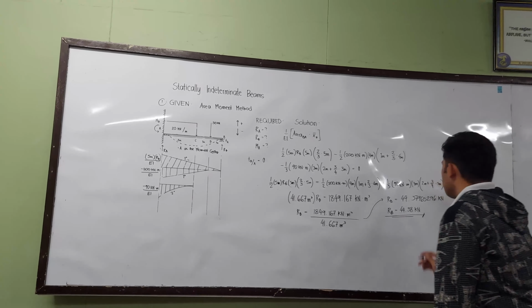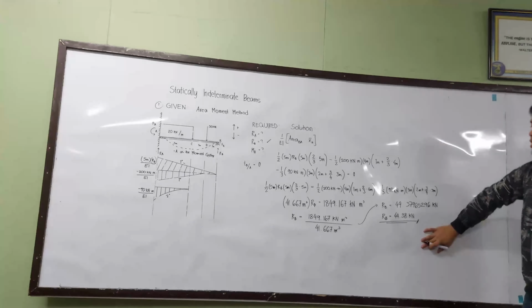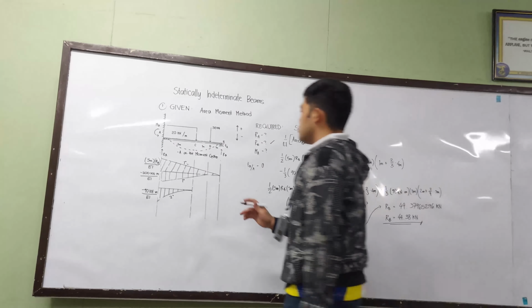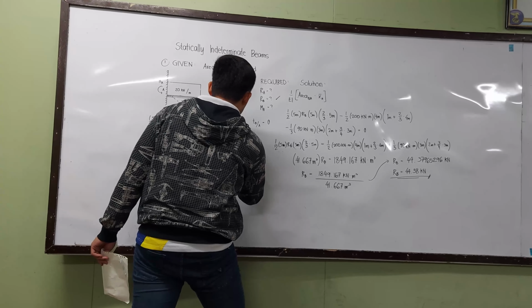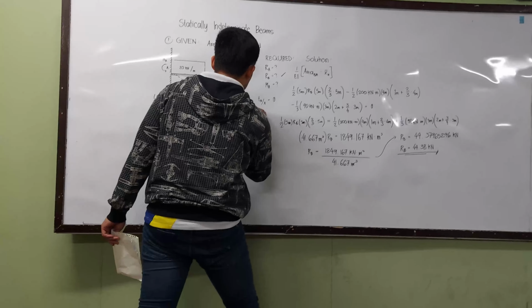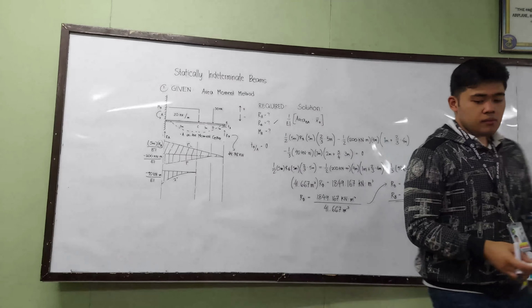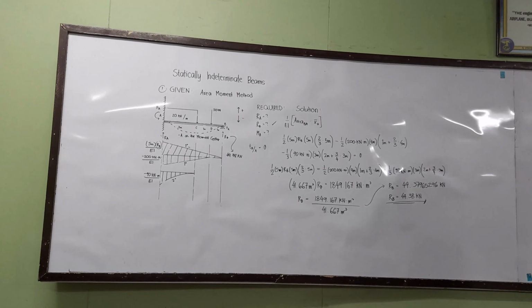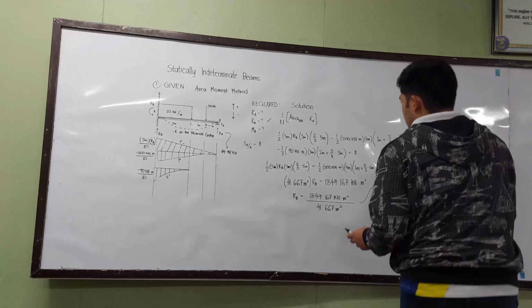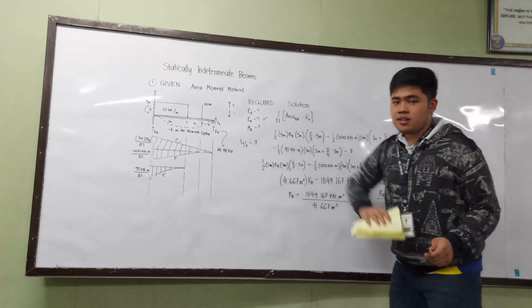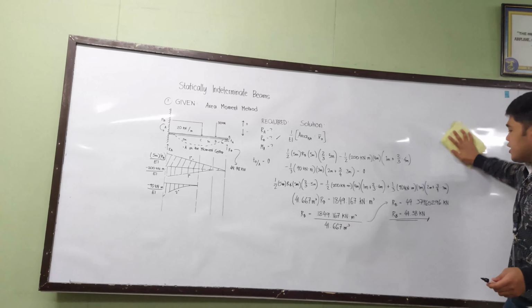Now we have an answer for our RB. Okay, this is the answer for our RB. So I'll just write here: the answer for RB is 44.38 kilonewtons. Okay? So, I'll erase this part first since we'll continue the solution. Remember the answer, 44.38 kilonewtons, and this is the solution to find it.